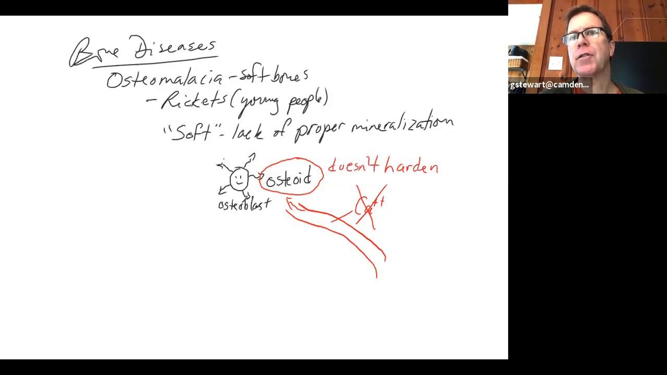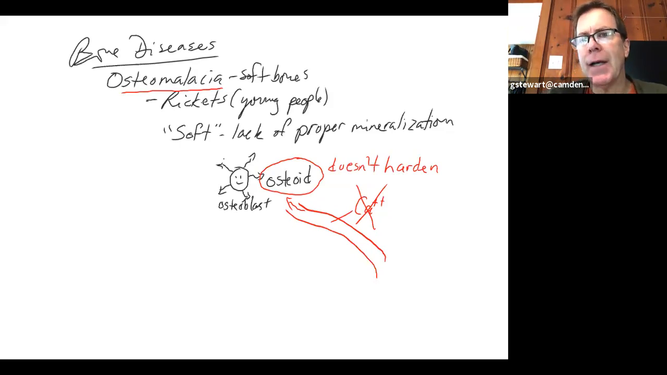That's what osteomalacia really means, or soft. That's why it's called soft bones. So the causes are lack of calcium in the diet and or lack of vitamin D. This is a bit of a two-step process, and I'm going to explain it to you.